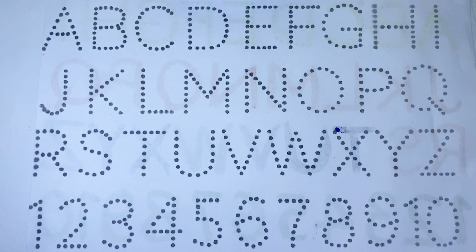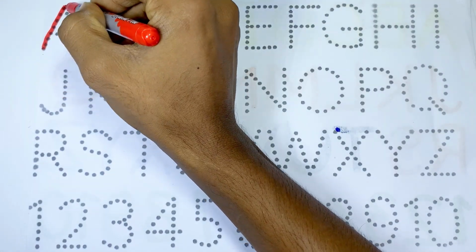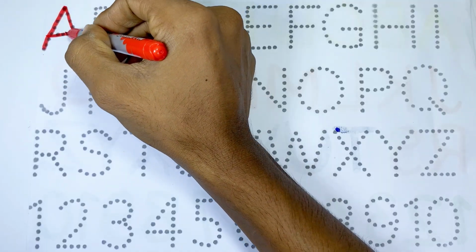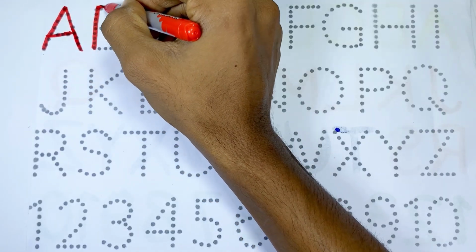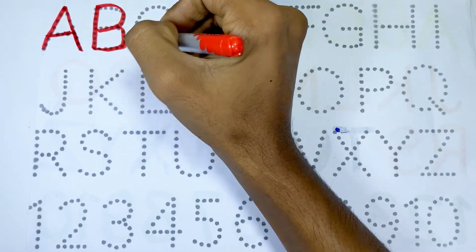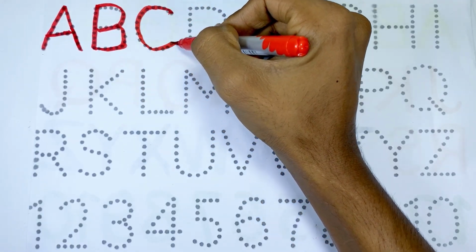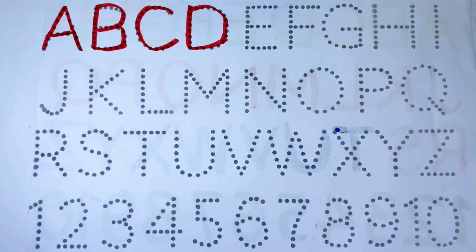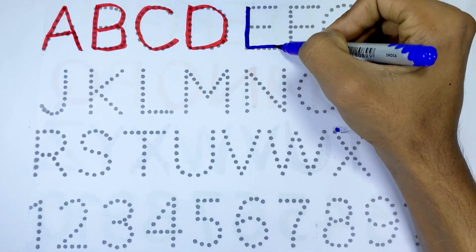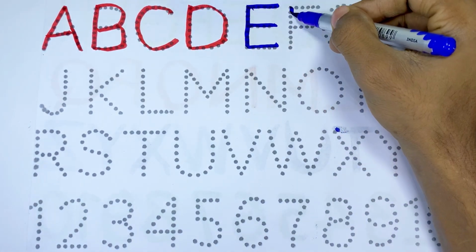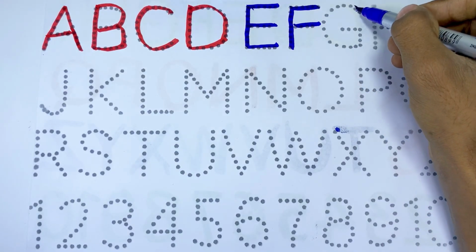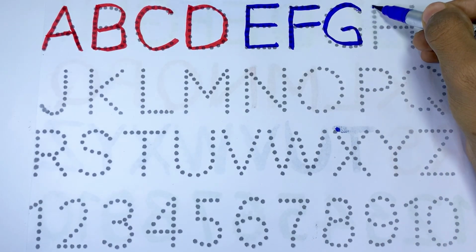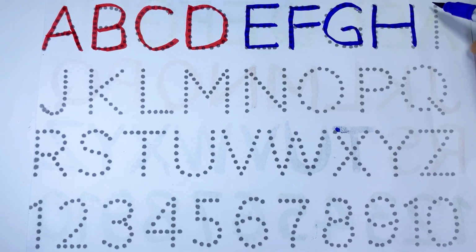So kids, now you draw A. A for apple. B for ball. C for cat. D for dog. Kids, now you draw E. E for elephant. F for fish. G for goat. H for horse. I for ice cream.